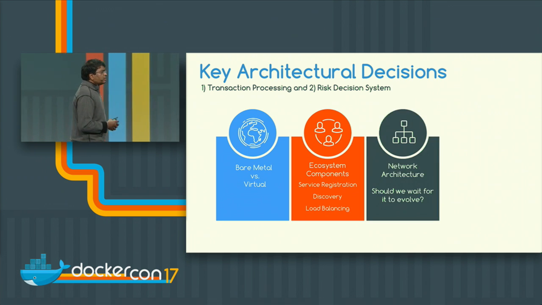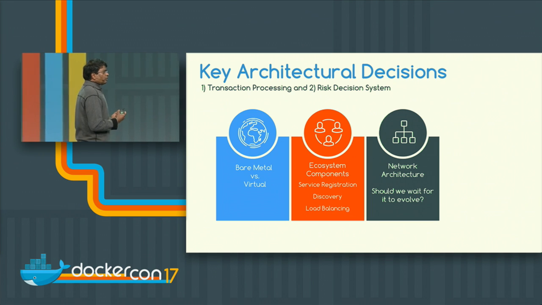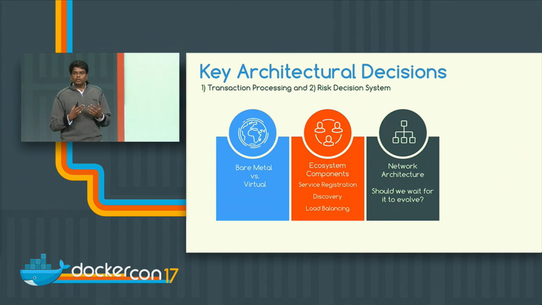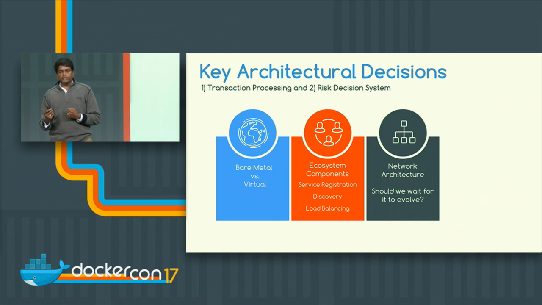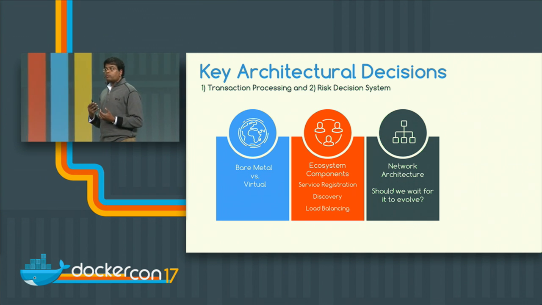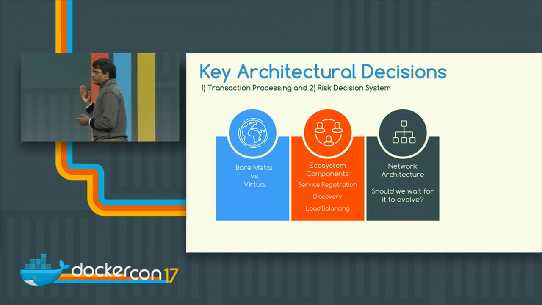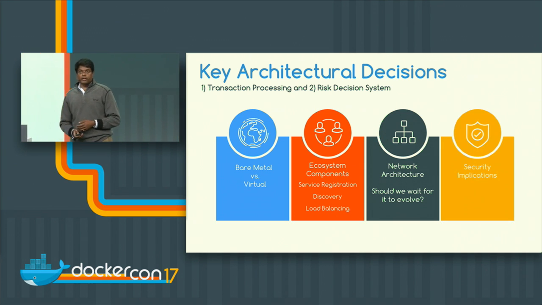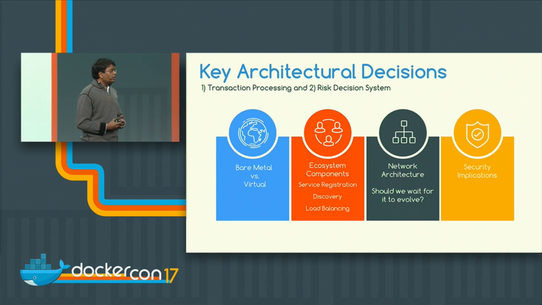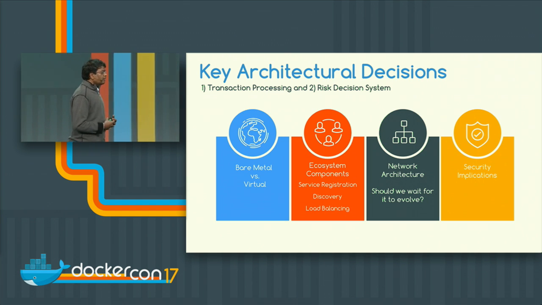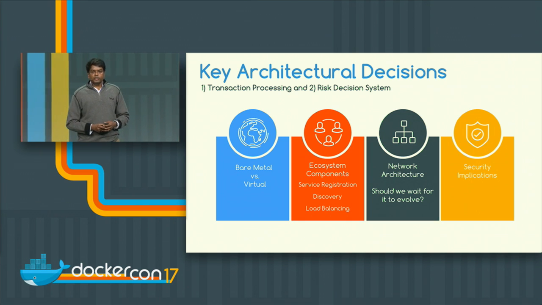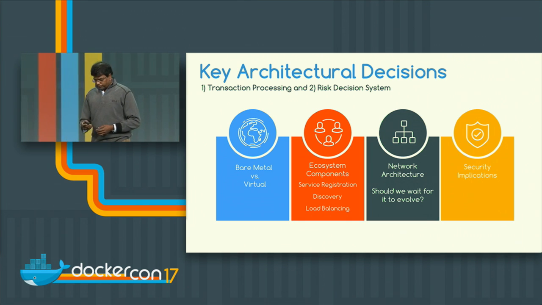And the third one is, we're making a lot of progress on networking and software-defined networking at Visa. We were deciding, should we wait for that to happen, or should we go with this? We said that if we wait, we'll be waiting forever. We said we'll go with what we have, Docker bridge networking at that time. And then, more importantly, security. We got all the approvals and validations required from a security perspective.